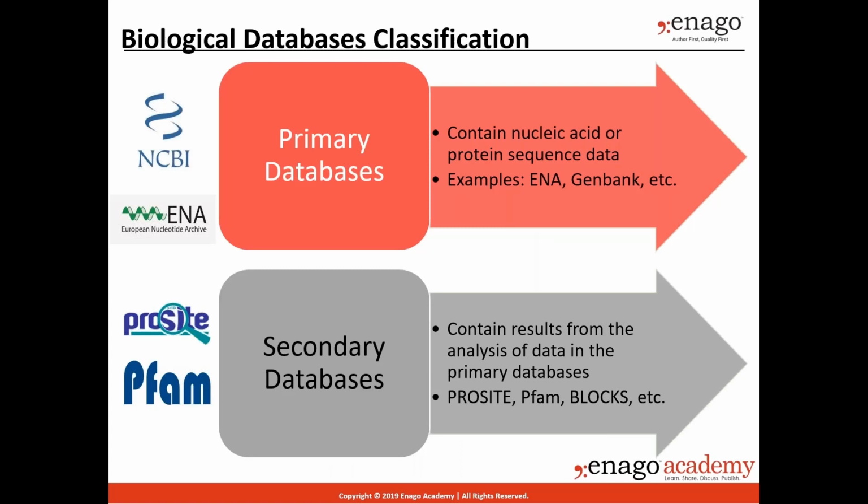So, biological databases and their classification. There are primary databases, and these primary databases contain nucleic acid or protein sequence data, such as ENA or GenBank. And then we have secondary databases, which contain the results from analysis of data in these primary databases, such as PROSITE, Pfam, Blocks, etc.